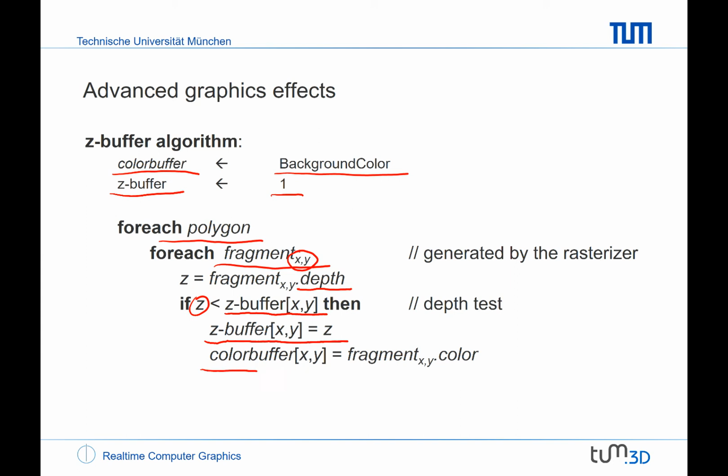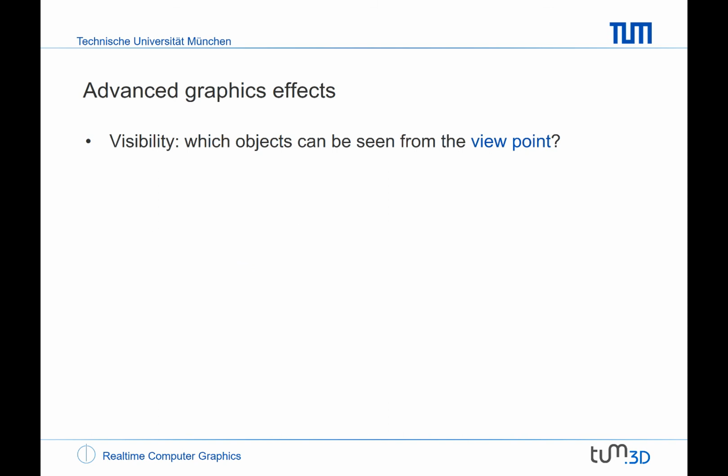We also let the fragment draw its color into the color buffer. And otherwise, if the depth test fails, the fragment is simply discarded, so it doesn't have any effect. This is how the Z buffer works. And now we want to look at how this relates to shadow simulation.